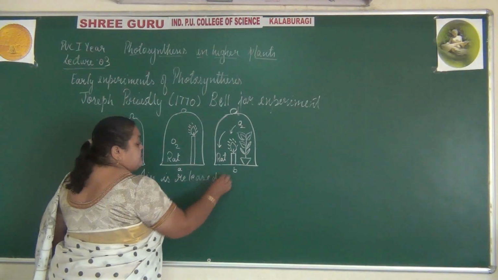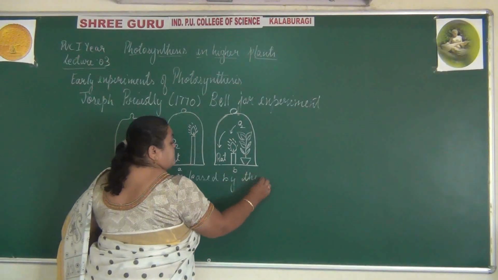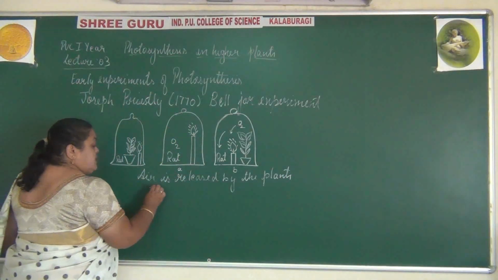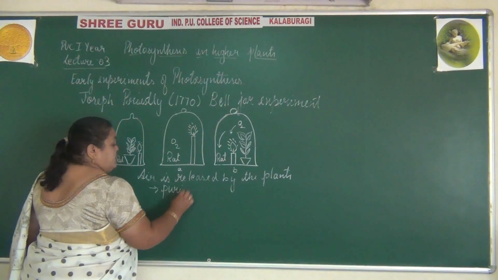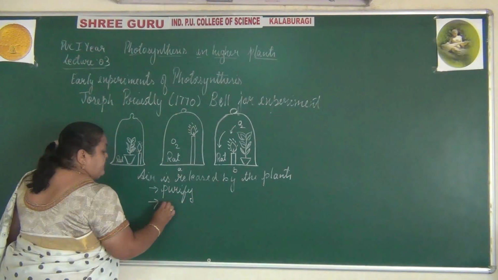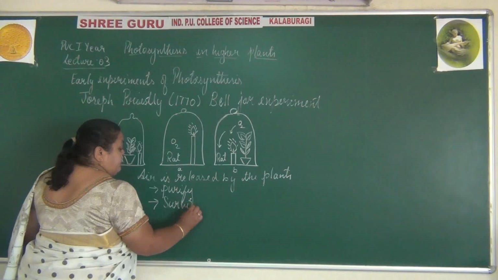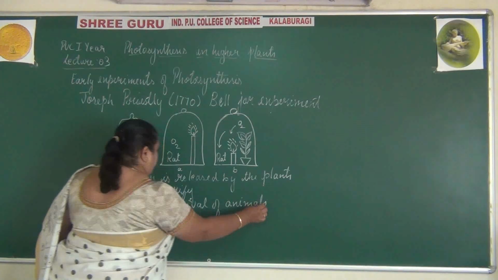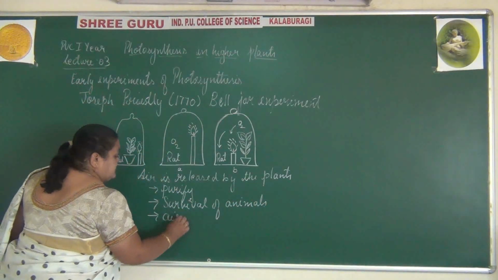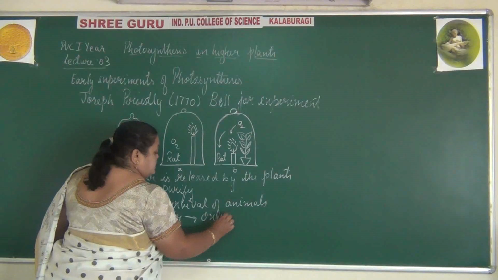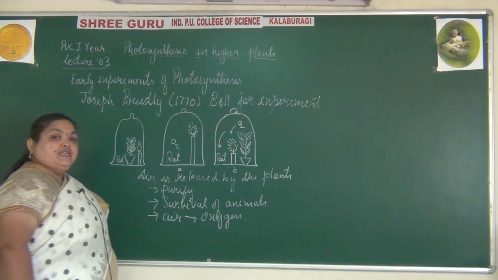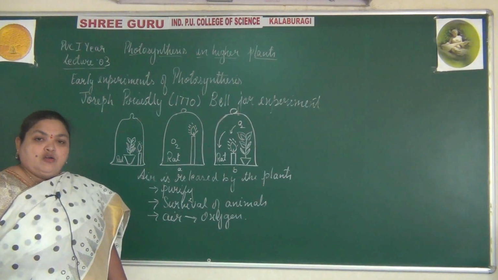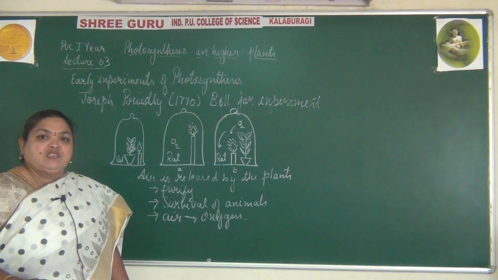He concluded that air is released by the plants, which purifies the air and also helps in the survival of animals, and that air is nothing but oxygen. It is nothing but oxygen. There we can say that there was the discovery of oxygen proposed by Joseph Priestley.